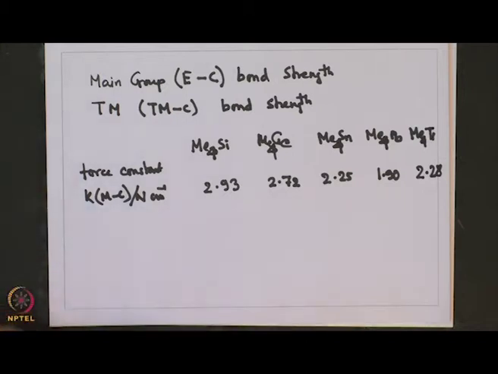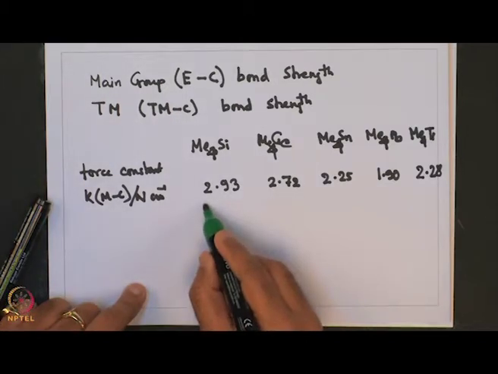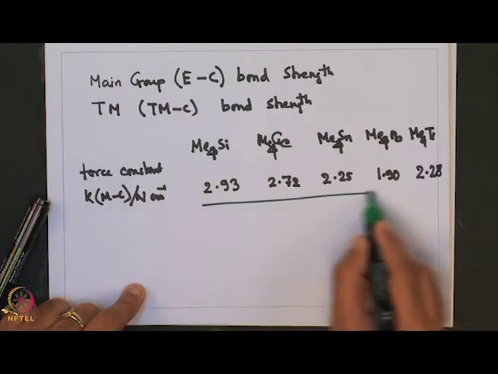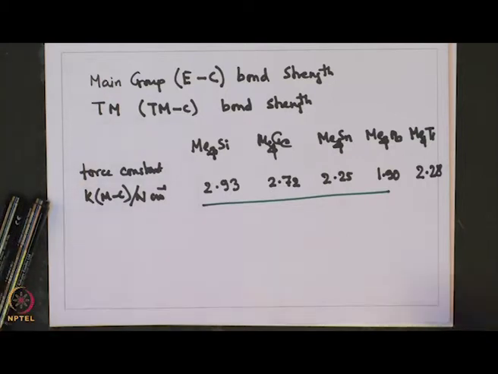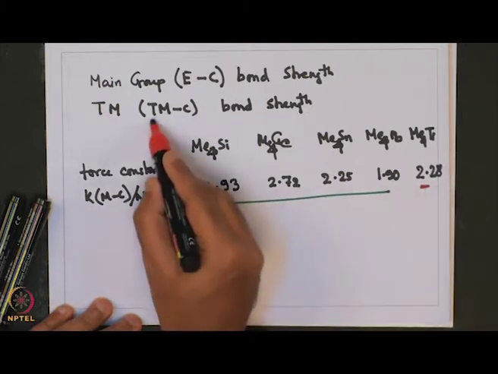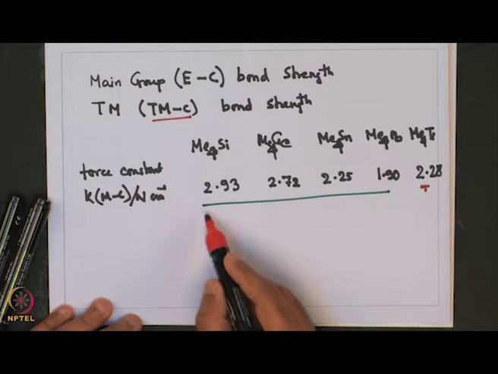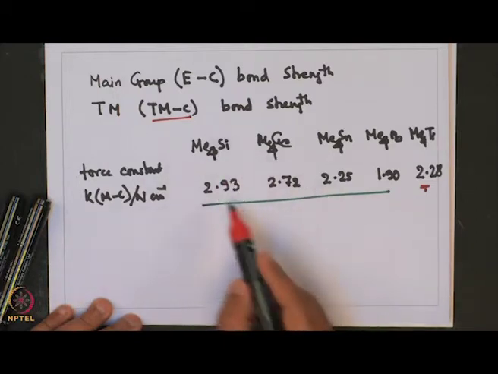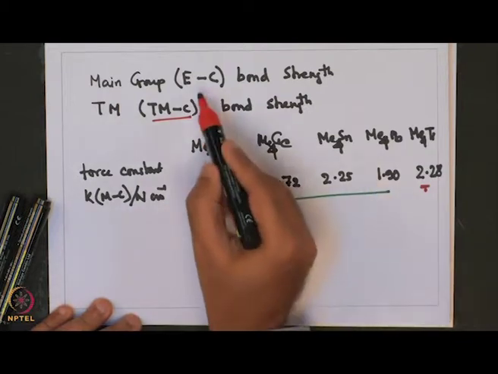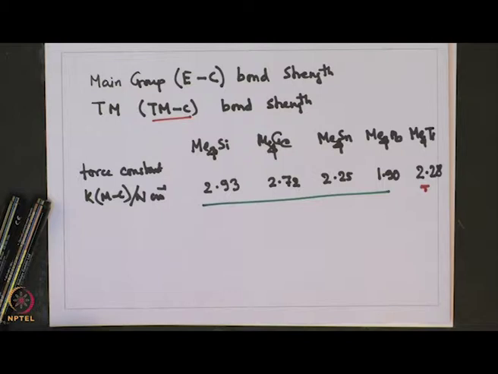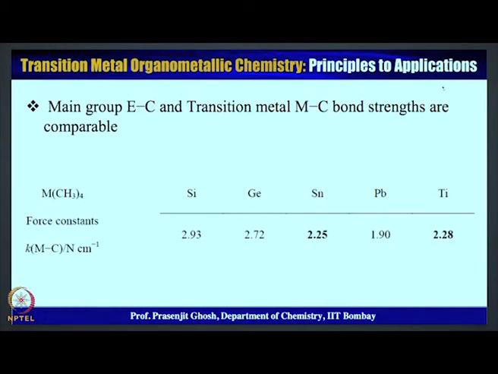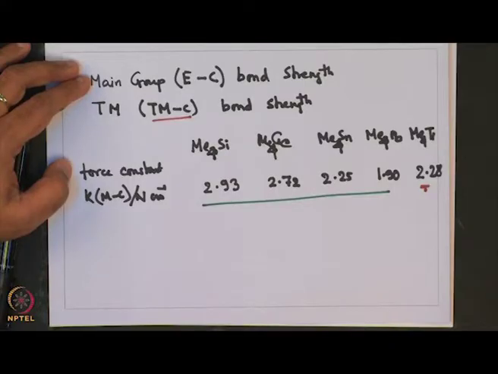So, these are all main group elements, whereas this is a transition metal, and the force constant of the transition metal carbon bond is similar or lies within the range observed for the force constants of main group carbon elements. So, that sort of implies that the main group carbon as well as transition metal carbon bond strengths are of comparable capacity.